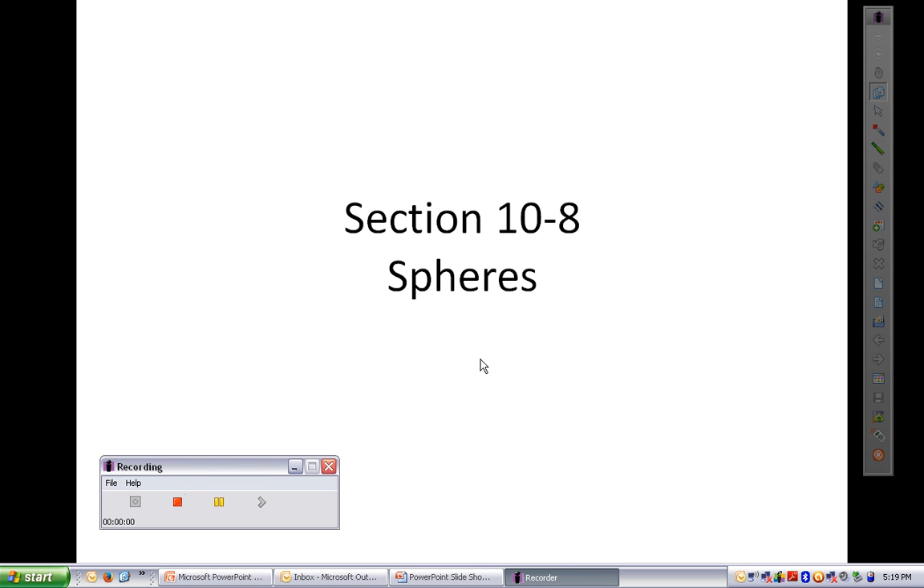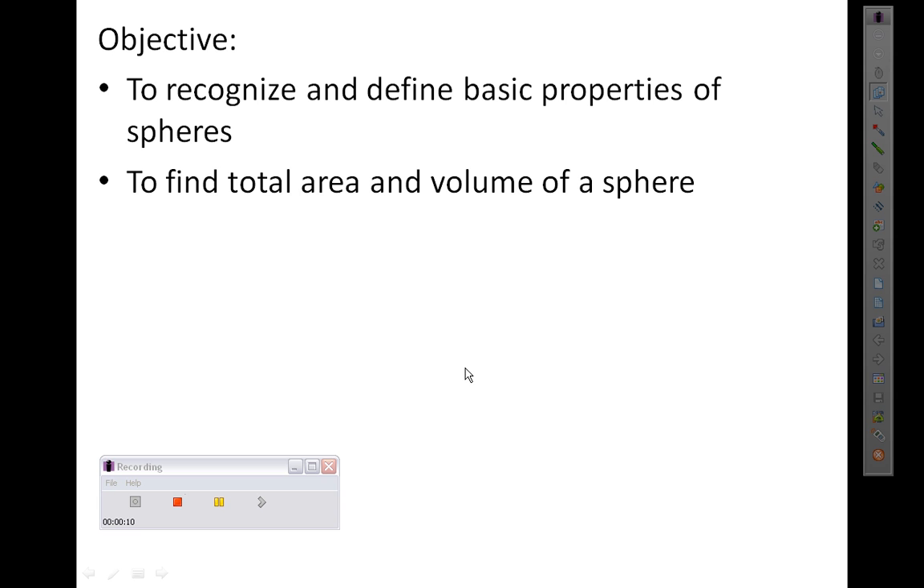Today we're going to continue looking at our 3D objects and continue with spheres. So section 10-8, spheres, is what we're going to look at right now. The objective for today is to recognize and define some of the basic properties of spheres, and then to find the total area and volume of a sphere.